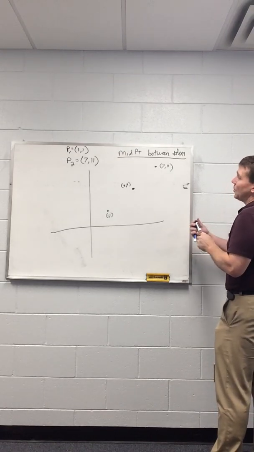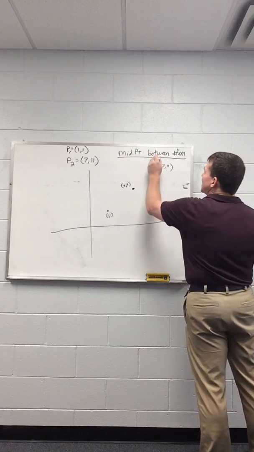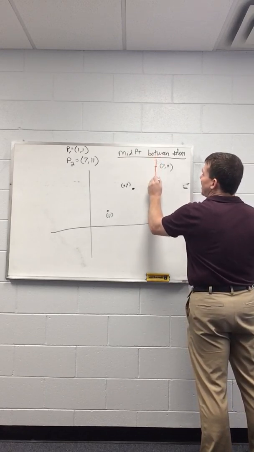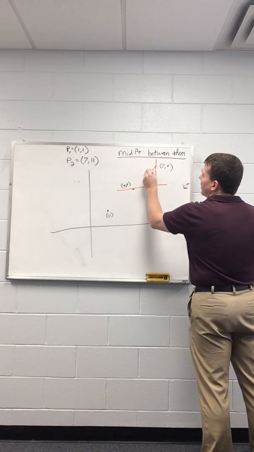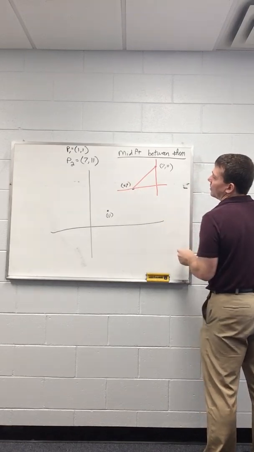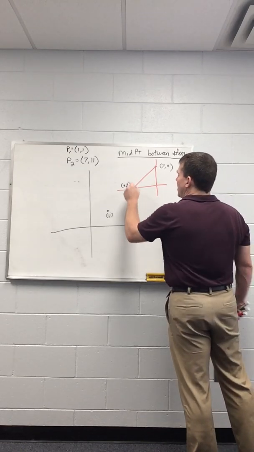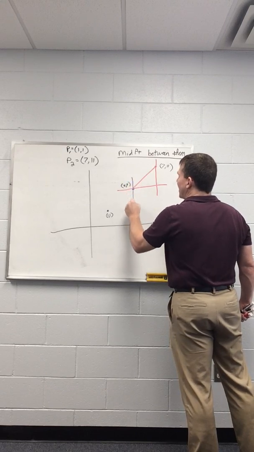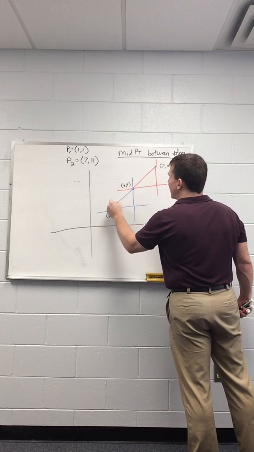Now, do exactly what you did last time, but do it twice. This gets a little bit messy, so just bear with me. Draw a vertical line here, draw a horizontal line there, and then connect those two. Then do the same thing here. Draw a vertical line through here, draw a horizontal line through here, and then connect those two.